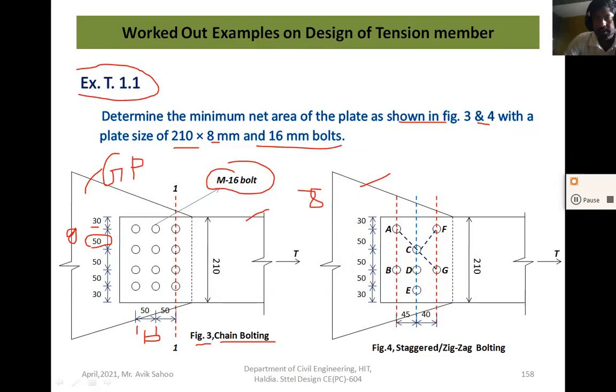So here the gauge distance given is 50, the pitch distances given are 45 and 40, the end distance given is 30, the width of the plate is 210, and here also tensile force is applied. So two figures are considered. One is the chain bolting pattern, another is the zigzag bolting connection, and you have to find out the minimum net area of the plate.